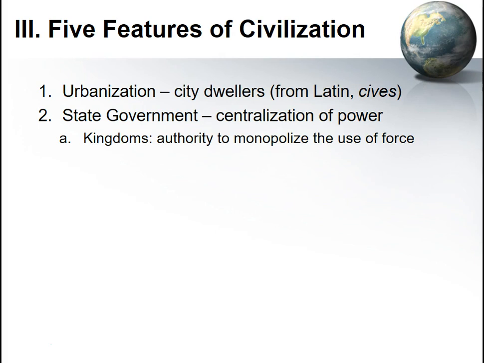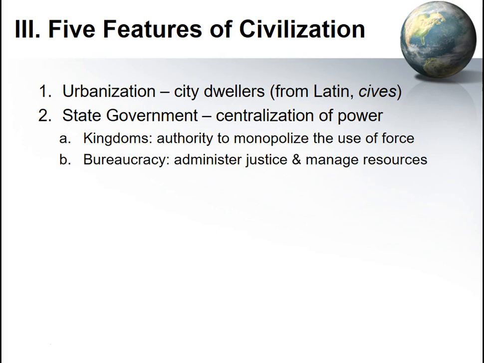If you think about, like, what is the punishment if you break the law? Well, that's a form of coercion. That's a form of power, but only the state has that. You can't just go around and exact your own justice because you're ticked off at somebody. The state has that authority. So that's what we mean by the word state.